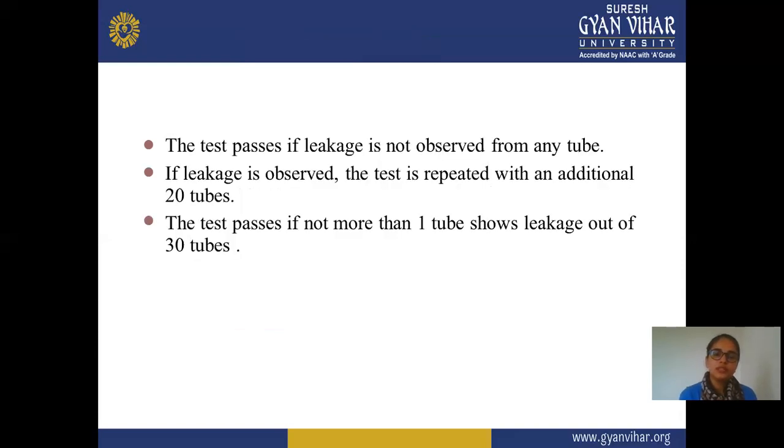After that, the test passes if leakage is not observed from any tube. If leakage is observed, then the test is repeated with an additional 20 tubes. After 8 hours at 60 degrees Celsius, you observe whether any leakage is present in the tubes. If any leakage is present in any tube, you take another 20 tubes and test 30 tubes in total. The test passes if no more than one tube shows leakage out of these 30. You see the leakage by visual observation.